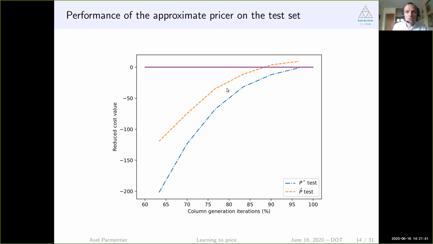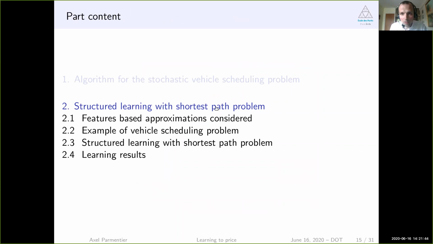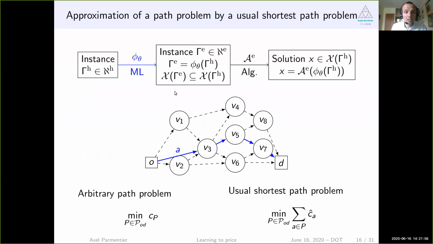So now I want to go quickly on the second part of the talk. It's about how we did to approximate the hard problem by the easy problem. For that, we use a structural learning methodology. The idea is that we want to be able to approximate an arbitrary path problem by a shortest path problem. So we will take an instance of the arbitrary path problem, turn it into an instance of the usual shortest path problem, solve it, and get a solution of our hard problem.